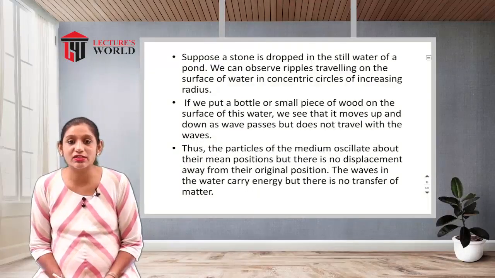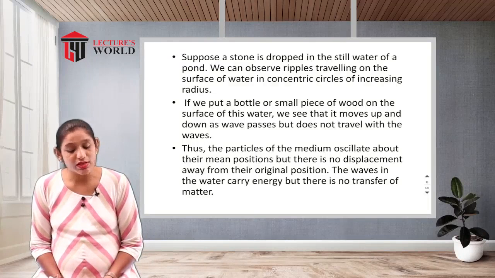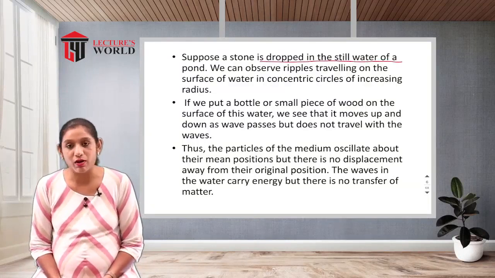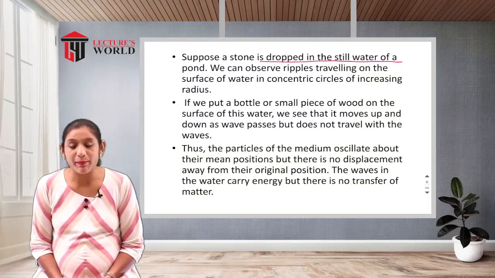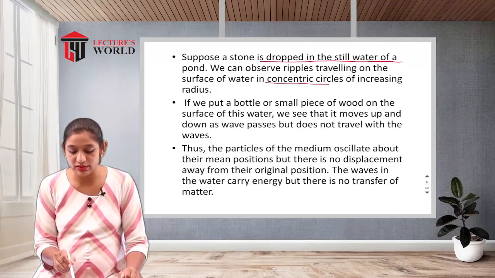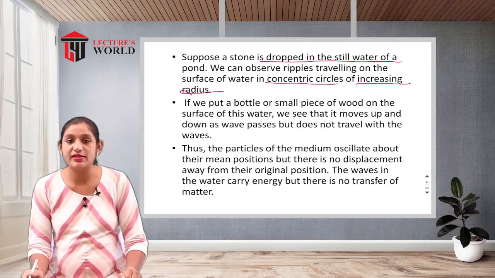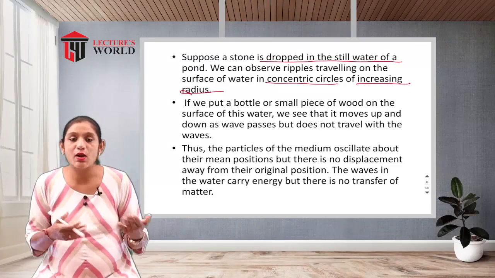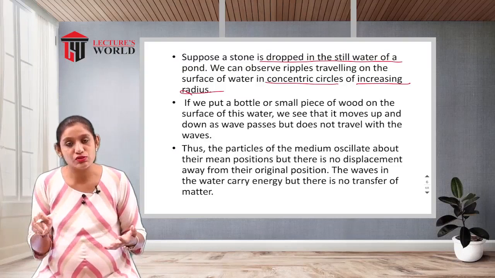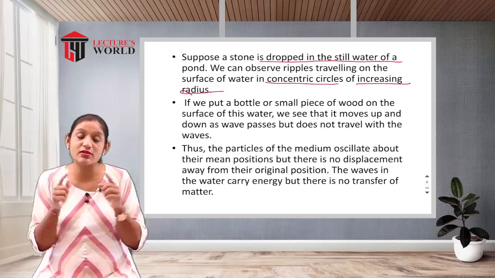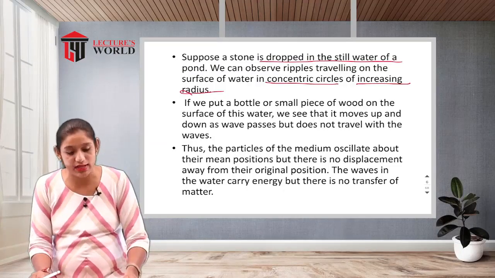Let's talk about another example. Suppose a stone is dropped in the still water of a pond. We can observe the ripples traveling on the surface of the water in concentric circles of increasing radius. What is called the radius? A circle factor. In still water, we put some stone in it, and uniformly the waves and the motions, the ripples, are observed there.